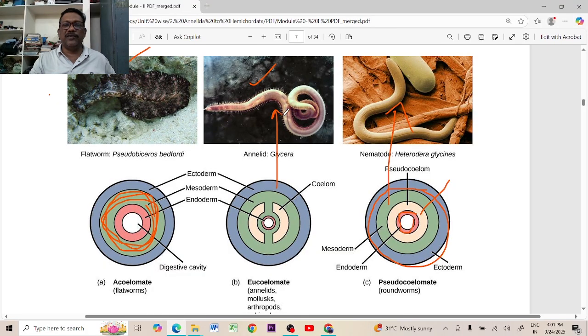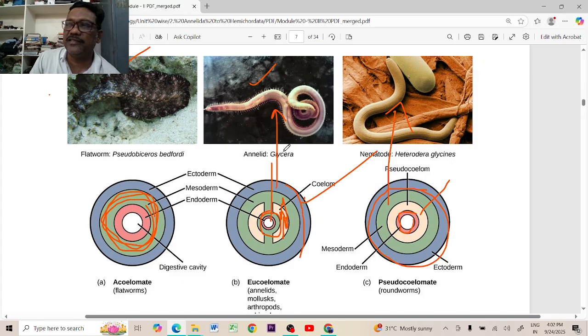This is a true coelom, in Annelida, Arthropoda, and Mollusca. This coelom is formed by the splitting of mesoderm. Here the mesoderm is splitting. This is ectoderm, this is endoderm. The mesoderm splits and forms one layer beneath the ectoderm and a layer around the endoderm. The middle space is called the true coelom. In this true coelom, all the body organs are arranged.